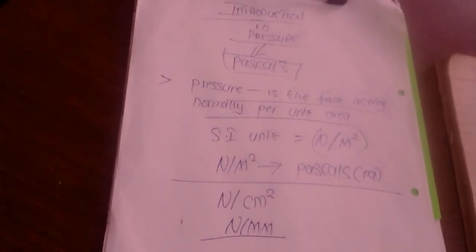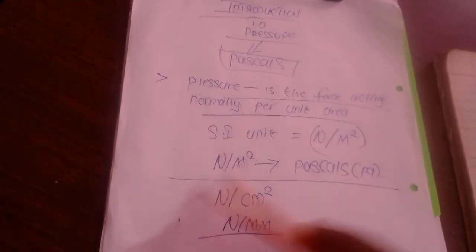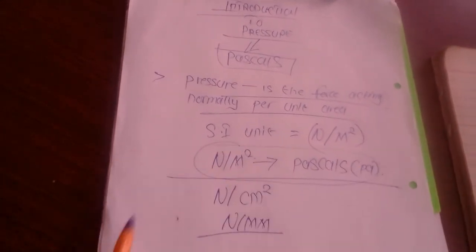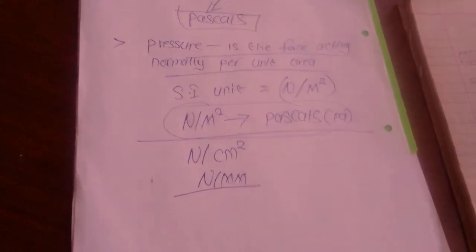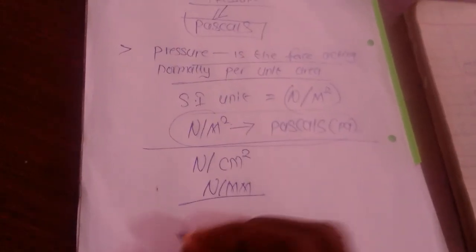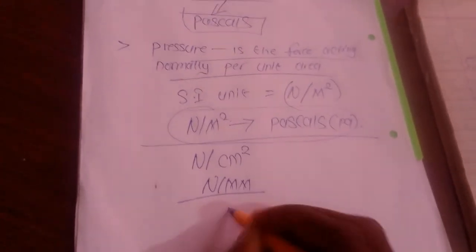Having talked about pressure and about the Pascal, which is the Newton per meter squared, we're now going to talk about the formula for pressure. The formula.